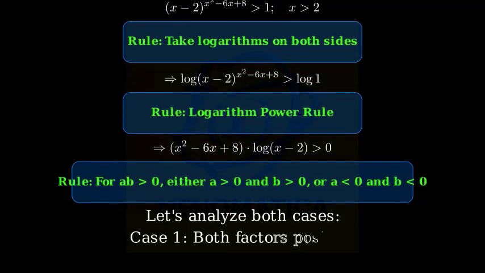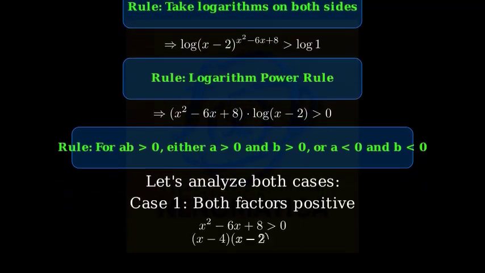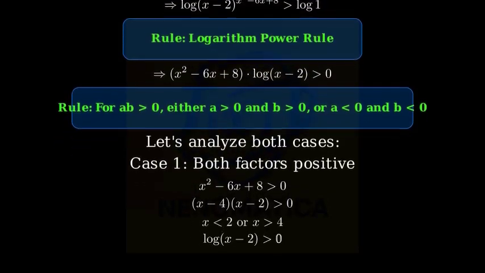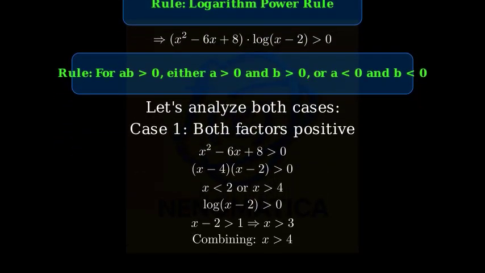Case 1. Both factors are positive. First, let's consider the quadratic factor, x squared minus 6x plus 8. We can factor this as x minus 4 times x minus 2, which gives us that x is less than 2 or x is greater than 4 for this factor to be positive. For the logarithmic factor, log of x minus 2, to be positive, we need x minus 2 to be greater than 1, which means x greater than 3. Combining these conditions and considering our domain restriction that x is greater than 2, we get that x must be greater than 4 for the first case.